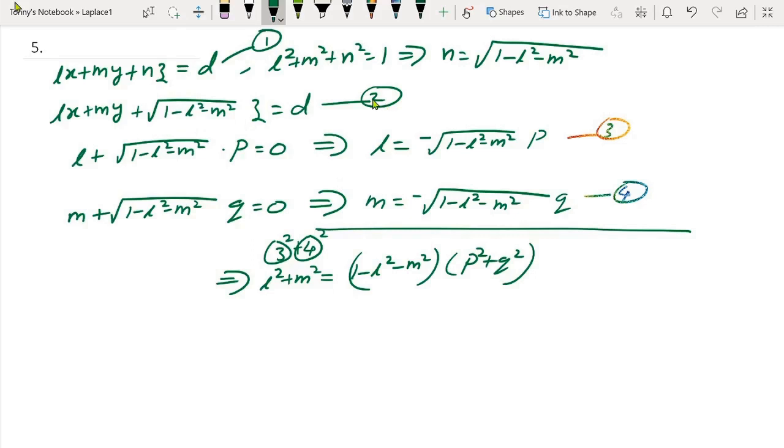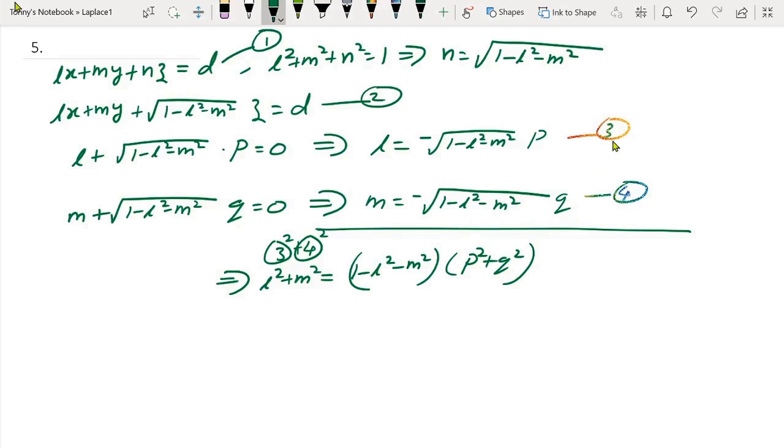Next we differentiate 2 with respect to x. Then we get L plus square root of 1 minus L square minus M square times p, the derivative of Z with respect to x is p, equal to 0. Which implies L is equal to minus square root of 1 minus L square minus M square into p. This is equation number 3. Next we differentiate equation number 2 with respect to y. Then we get M plus square root of 1 minus L square minus M square into q equal to 0, which implies M is equal to minus square root of 1 minus L square minus M square into q. This is equation number 4.